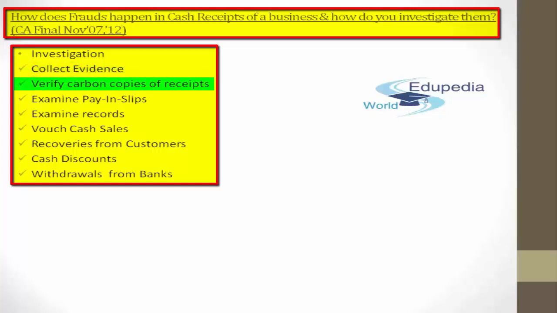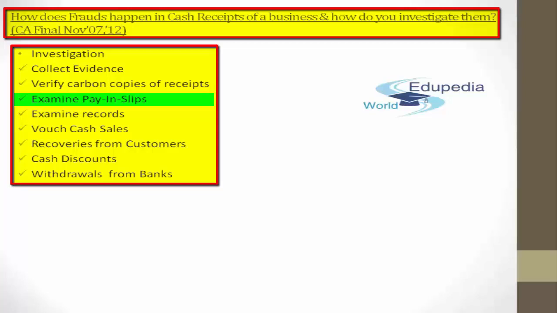You need to verify the carbon copies of the receipts which are marked duplicate to confirm that they are in fact copies of the receipts issued earlier. You need to examine the pay-in slips from the banks about the cash deposited each day. You need to compare them with what is being reflected in the cash book.